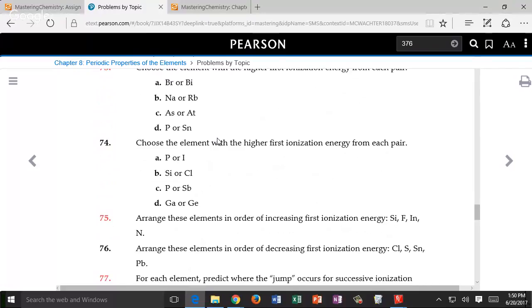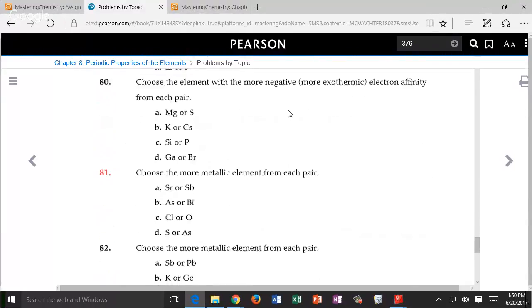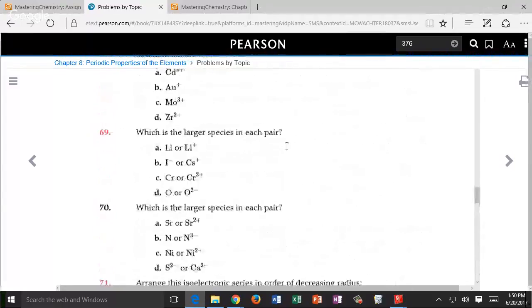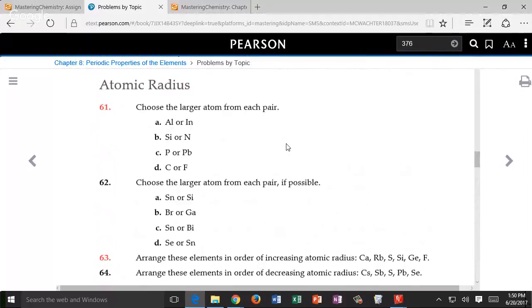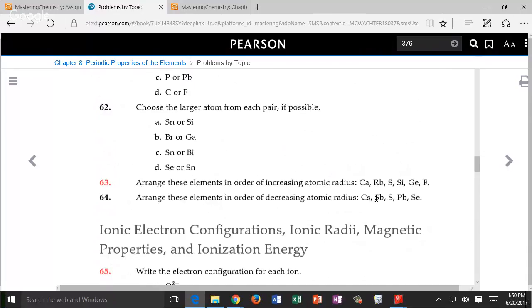Let's look at something else. Yeah, we didn't take that. So what about 62 here? This isn't it. Well, let's do one of these, 63 or 64.